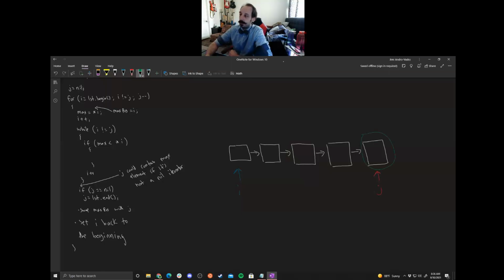Now what happens is, I is going to move all the way to the end. We want to set I back to the beginning so we can do the same process again, except now it'll loop I again from the beginning to the next node, then to the next node, and so forth. But at some point, I will equal j.